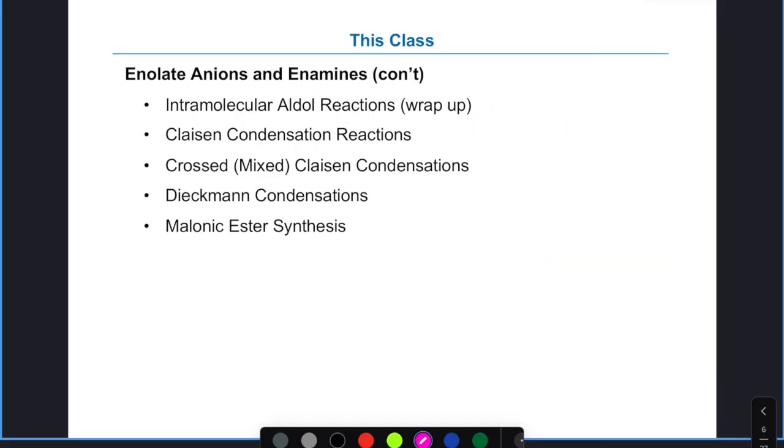So that's what we're going to talk through today, is we're going to talk about the intramolecular aldols one last time, and we're introducing what's called a Claisen condensation. This is just aldols with esters. And we have two other named ones too. We have the Dieckmann condensation. It's just an intramolecular version of the Claisen, and then the malonic ester synthesis for what we're doing now.